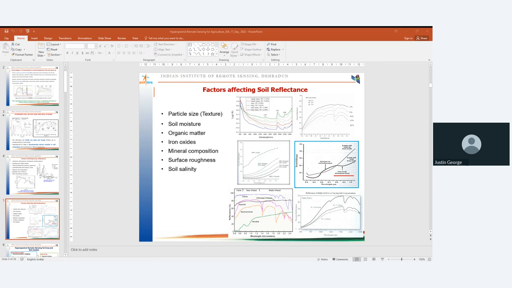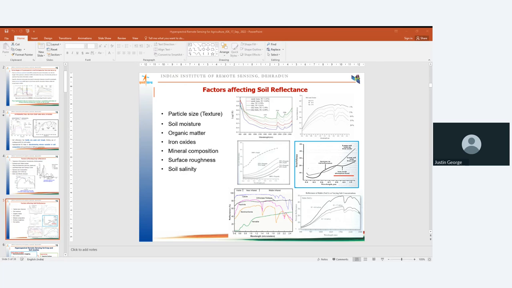Not only the drastic reduction in overall reflectance, you can see there is certain structure which is getting enlarged. Here we can see this particular dip is not at all visible, but it is getting predominant with the increase in soil moisture. This is mainly corresponding to the water absorption bands around 1400 nanometers as well as 1900 nanometers.